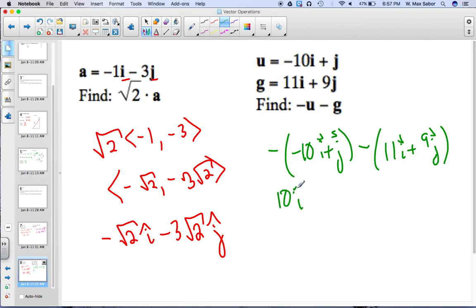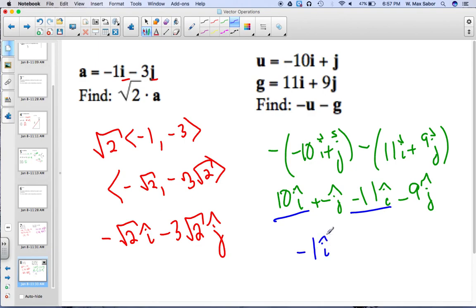10 i hat plus negative j hat minus 11 i hat minus 9j hat. And now we add like terms. They're like components. So 10 minus 11 gives us negative 1 i hat. And negative j hat and negative 9j hat give us negative 10 j hat. So this is how we perform vector operations.